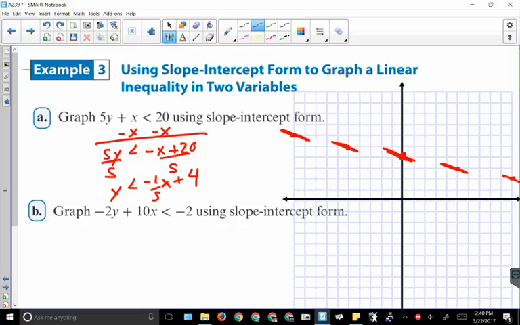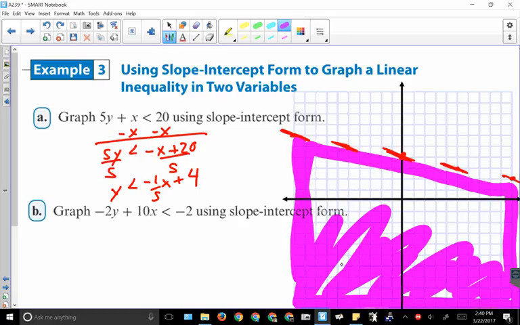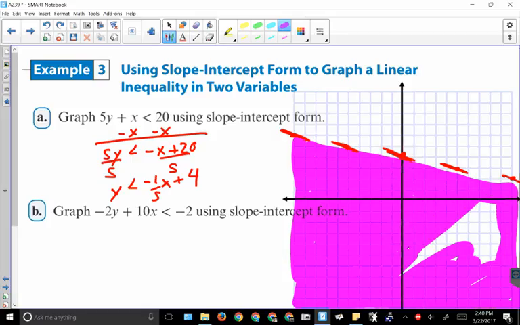Now, here's the nice part. I don't have to do any testing to determine where things are. Y has to be what? Less than. So that means that this is where it gets shaded, all down in here. And if you don't believe me, you can pick the point 0, 0. If I put 0 in there, is 0 less than 4? Yeah, that's true. So it fits.